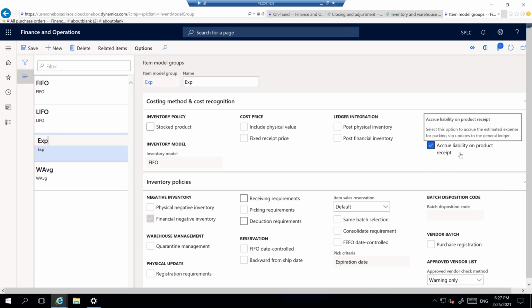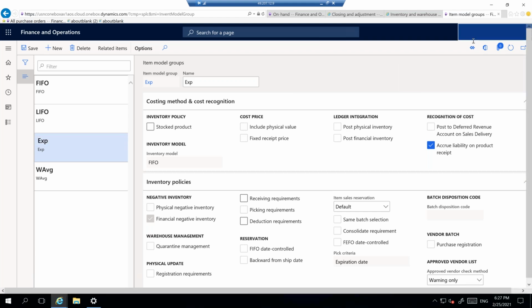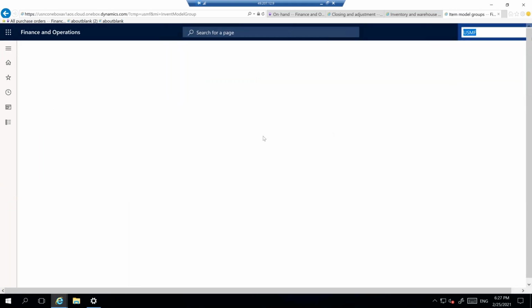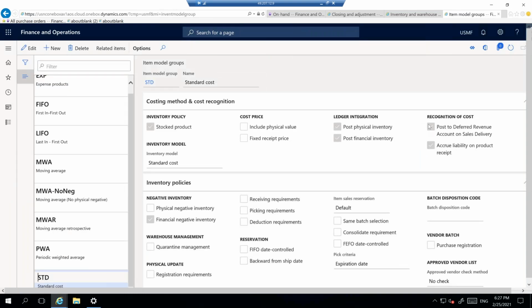Okay, this is enough. So for expenses items we'll map, and this is for standard cost. If you are mapping standard cost, all the default setups will be available in USMF. So if it is a standard cost, we will enable this checkbox. If it is FIFO, we will not enable this one. LIFO will not enable. Only for standard cost will we enable this checkbox.